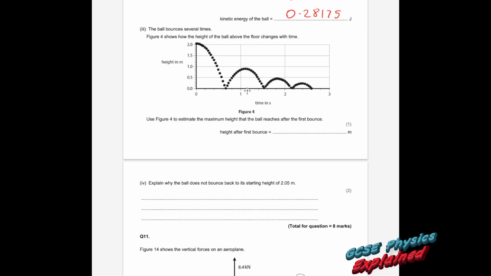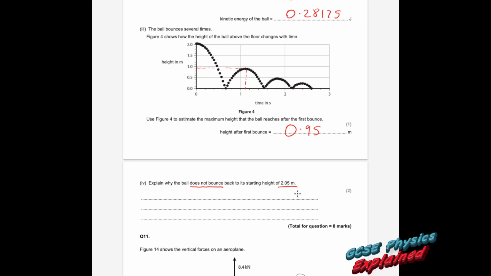And again, I would mark it on your graph. So it's just below 1. It's in between 0.9 and 1. So I'll say 0.95.